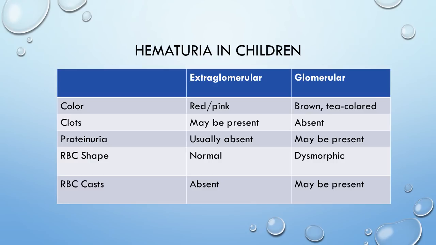So here is a way of differentiating where the blood is coming from. If it's extraglomerular versus glomerular, right? So remember, we think lower urinary tract if the urine is bright red, so red or pink, or we think that it's coming from the glomerular area if it's brown or tea colored. You might actually get some clots of those red blood cells for the lower urinary tract. The red blood cell shape is going to be normal in that instance. Whereas if it's coming from the glomerular level, the red blood cell shape may actually be dysmorphic because those red blood cells had to pass through that area.